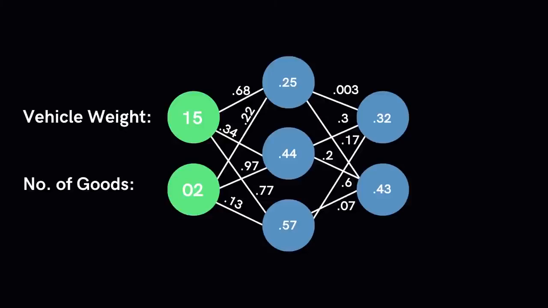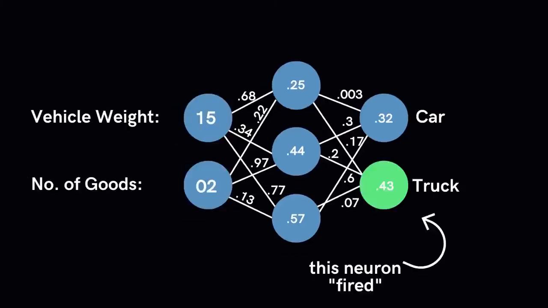We run this weighted sum through an activation function. Okay, now let's say that the output of this activation function is 0.001. This again is multiplied by the weights and added to the bias, and finally in the output layer we have a guess. Now, according to this neural network, the type of vehicle with weight 15 and goods 2 has a greater probability of being a truck. Of course, this is not true, and a neural network knows this.